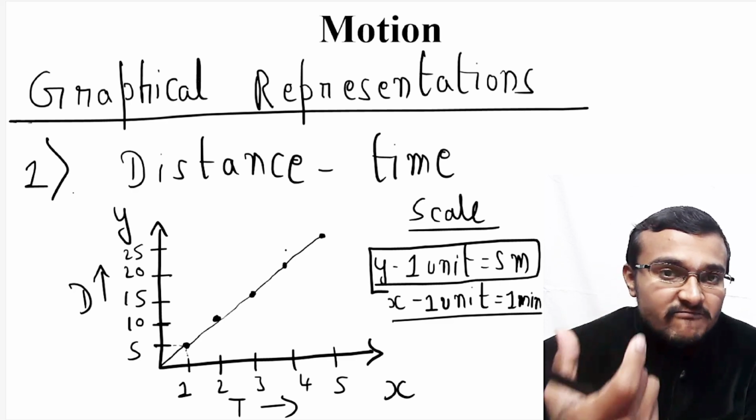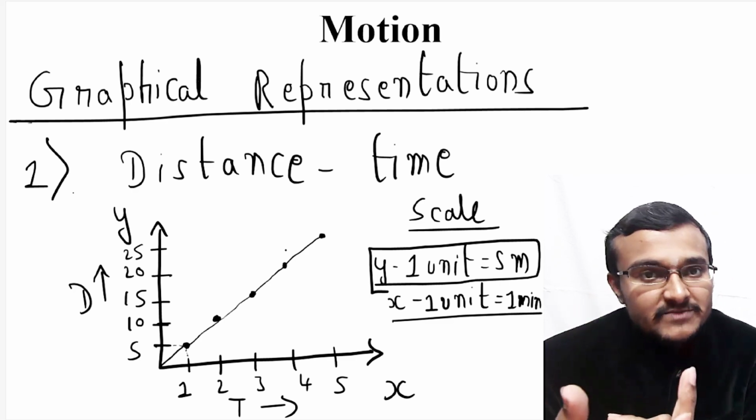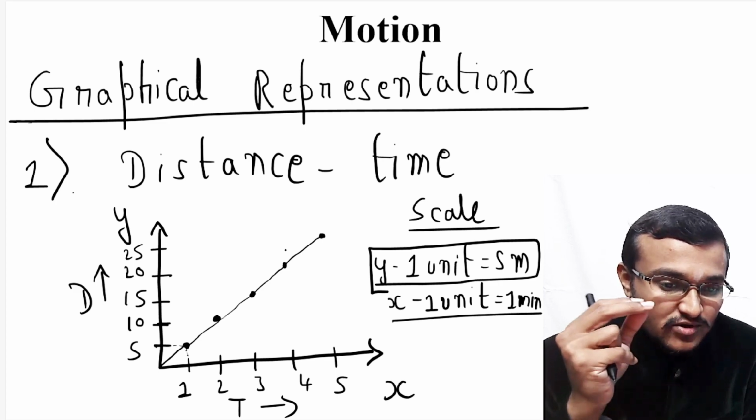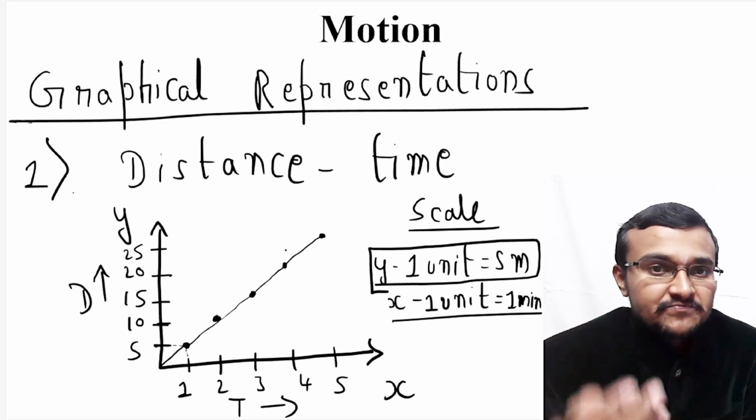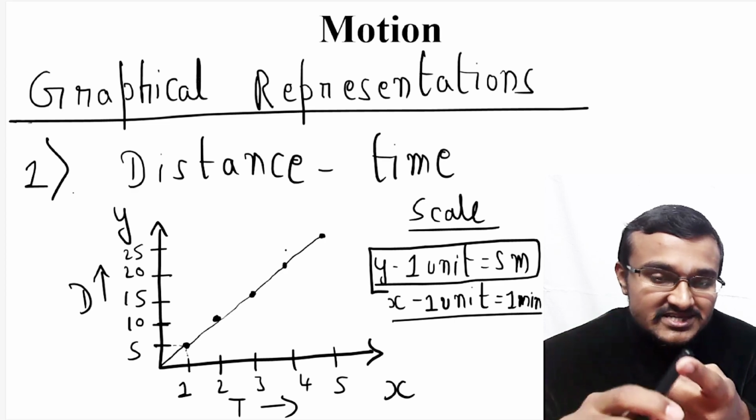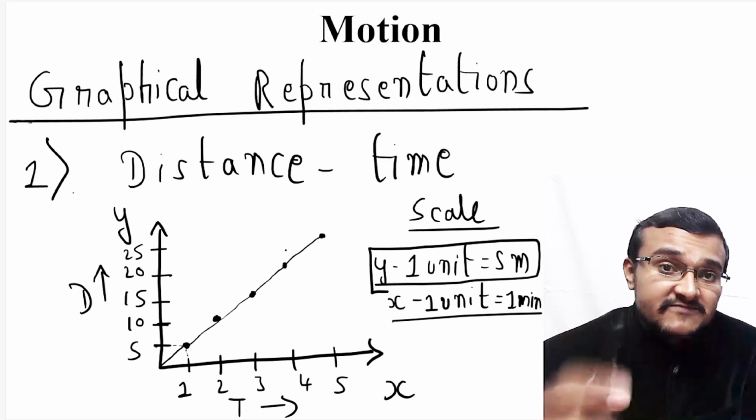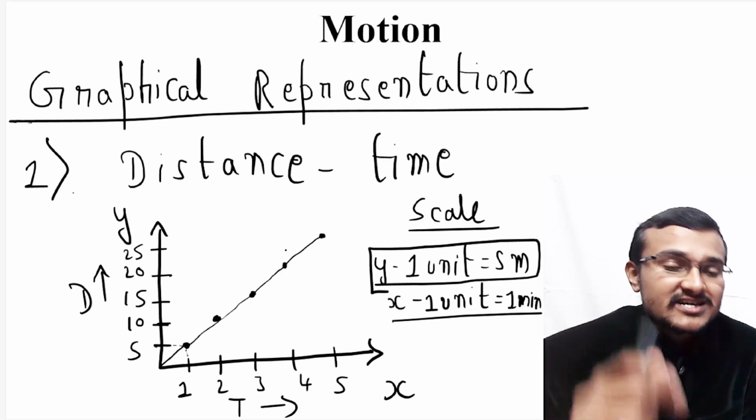Why uniform velocity? Where did velocity come into the picture here? Because here you are considering distance and time only. There are only two physical quantities, one is distance and one is time. Where is this other physical quantity, velocity, coming into the picture?